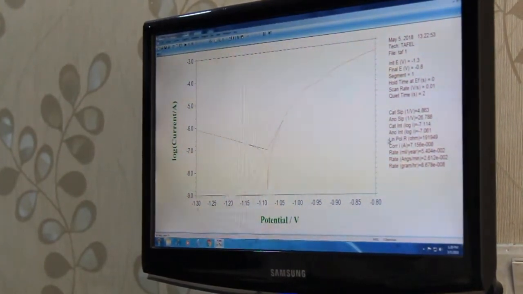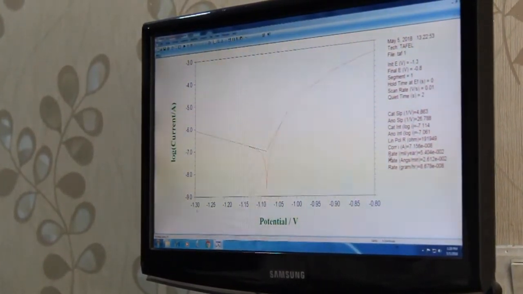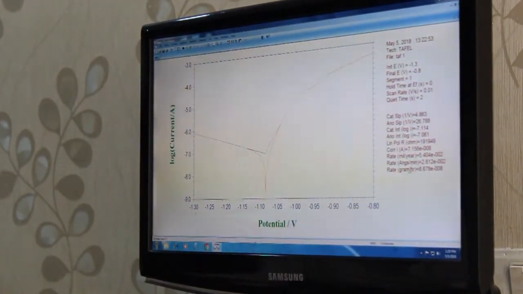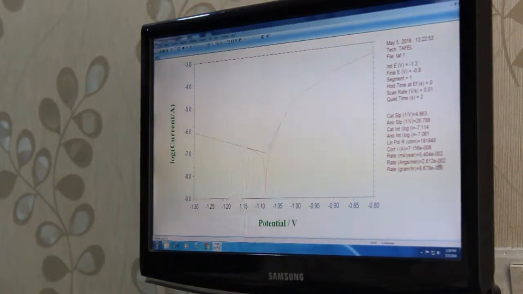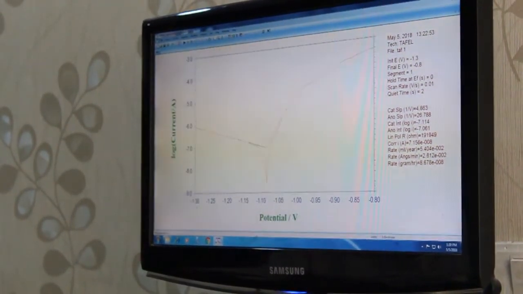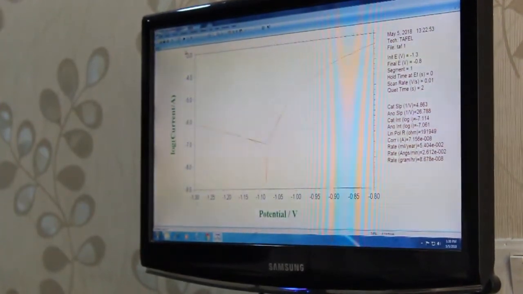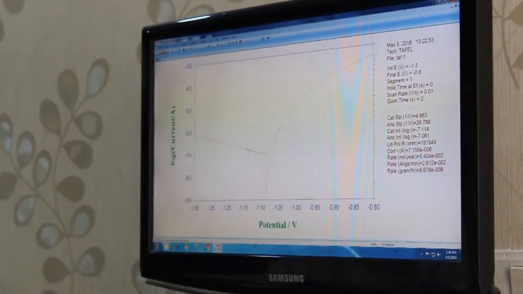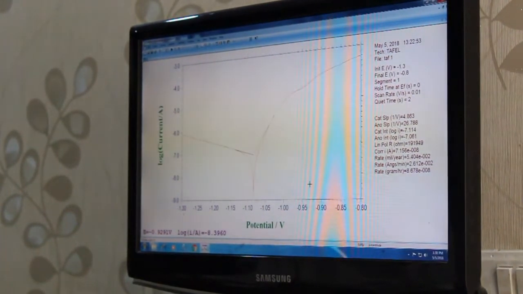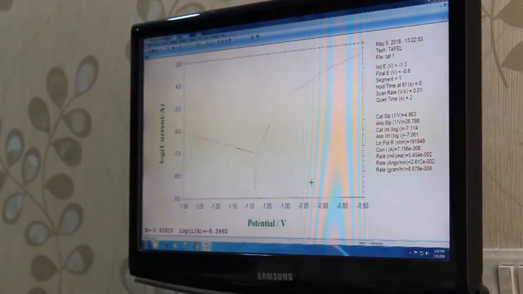Cathodic, anodic slopes, linear polarization, corrosion current, corrosion rate in mils per year, corrosion rate in angstroms per minute, corrosion rate in grams per hour, but everything has been calculated by the software and it is given. Okay, now I'm happy with the experiment so far. So I saved it also.